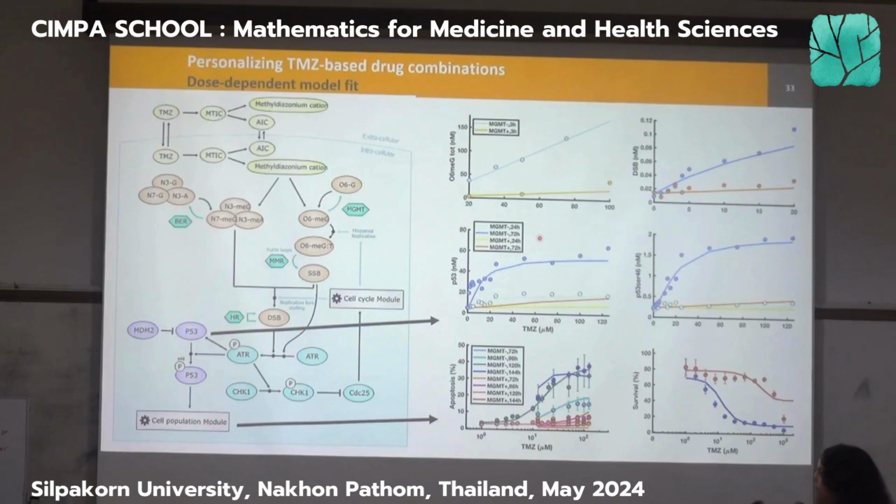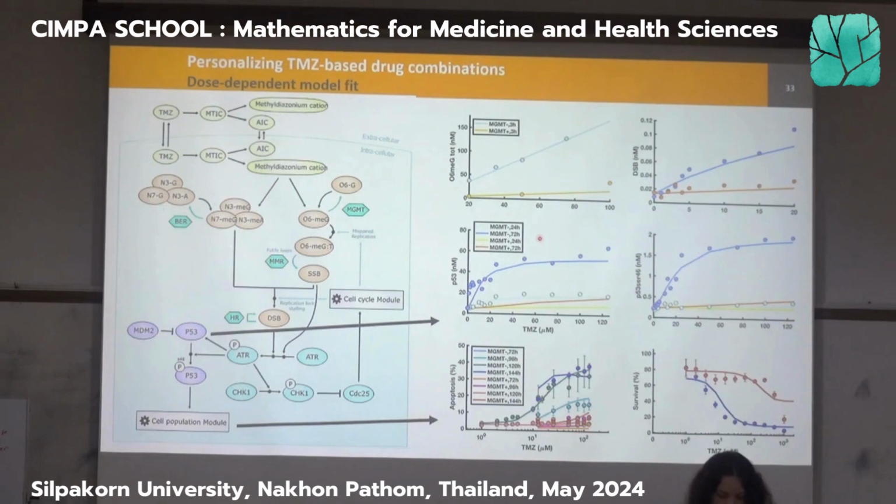Maybe just to give you an idea, the patients will see something around here. So in the blood of the patient, you have 20 micromolar of temozolomide, more or less. Okay. I guess you are now convinced that the model is reproducing the data, at least in a dose-dependent manner.